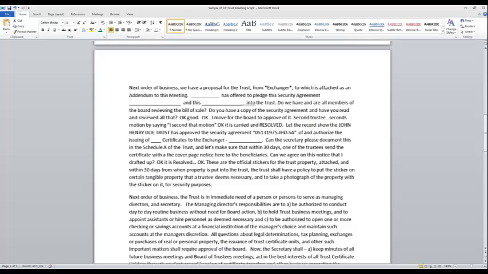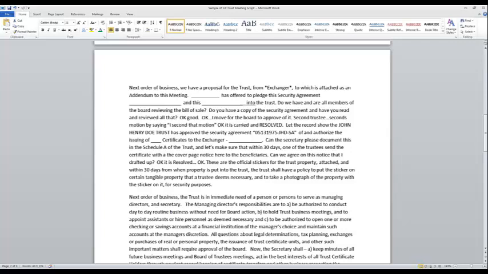All right, next order of business. We have a proposal for the trust from the exchanger, whatever the exchanger's name is. It could be a person, company, man or woman, a trust, an association, a church, or company. We have a proposal from the exchanger which is attached as an addendum to this meeting. Whoever the exchanger is has offered to pledge this security agreement in this property, whatever, the ring, the bar of gold, the pencil, whatever it is, into the trust.